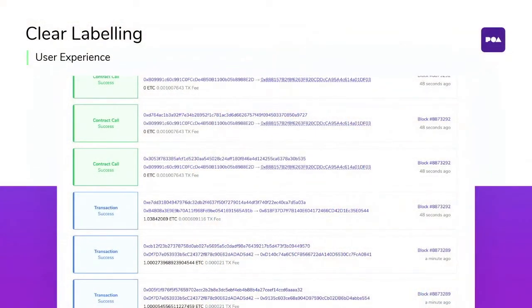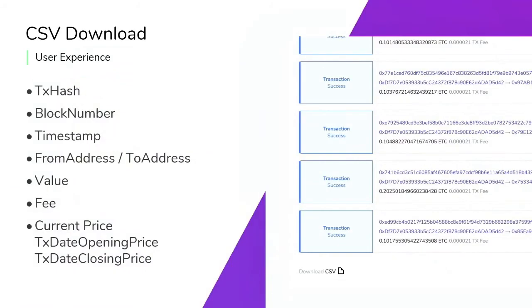We also have clear labeling of the different types of transactions. This was part of our 2.0 redesign. So contract calls, transactions, token transfers, all those types of things are clearly labeled in the UI. We've added a CSV download. This is especially good for users who want to download different transactions from their account or see all the transactions that happened with a smart contract. And these are the different headings for that CSV download.